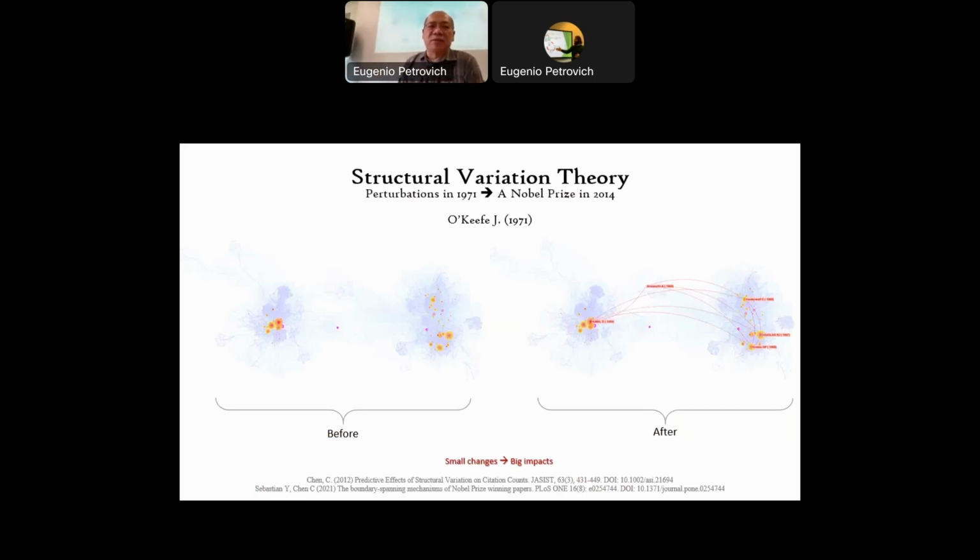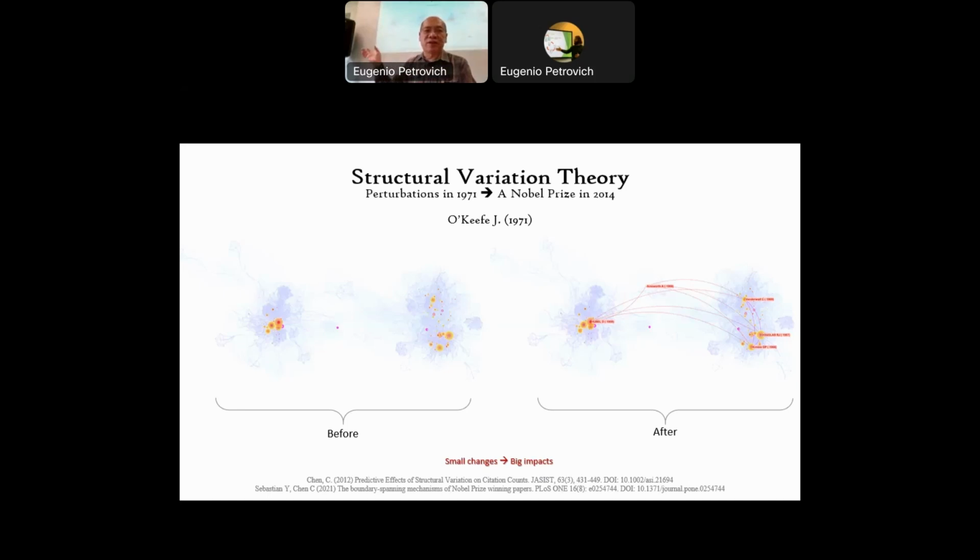So here's another example. We're looking at a Nobel Prize winning paper. This is a 1971 publication, and the Nobel Prize was announced in 2014. That's many, many years after. So we can go back in time to see, in terms of citation behavior, what was special at that time?